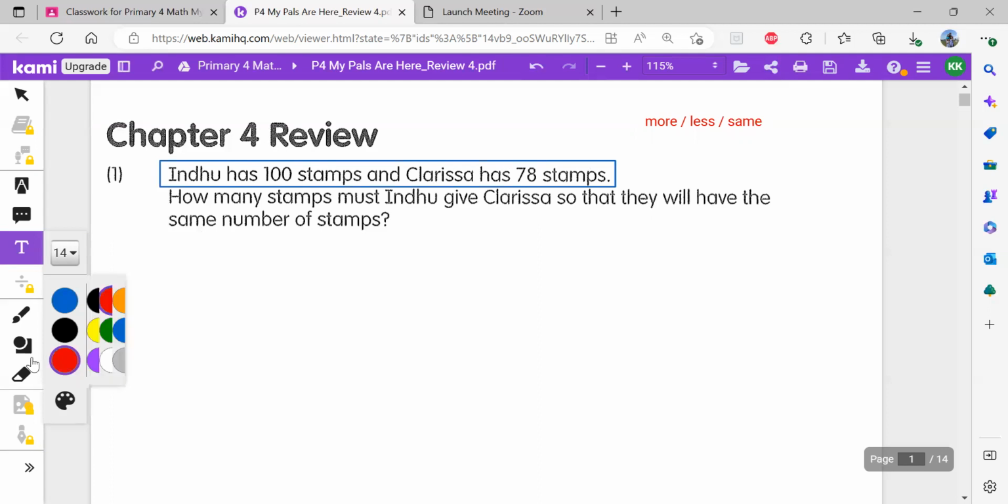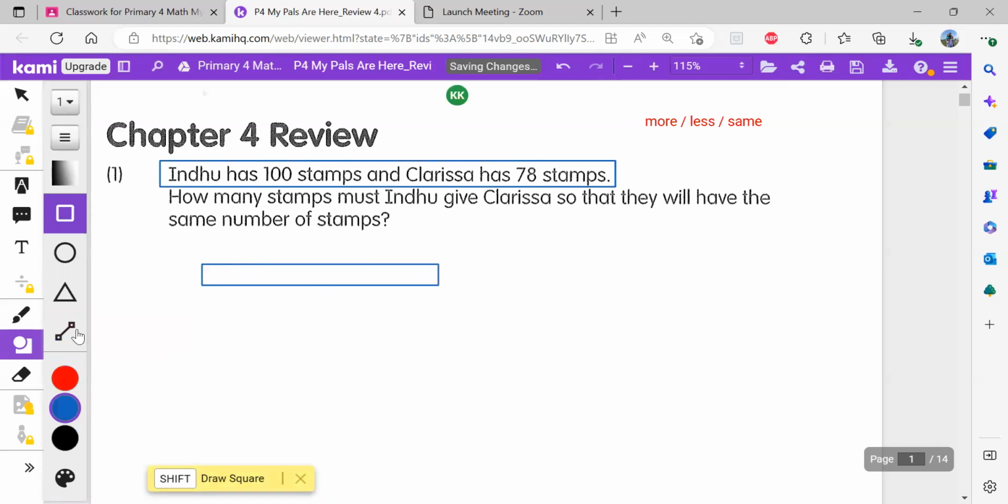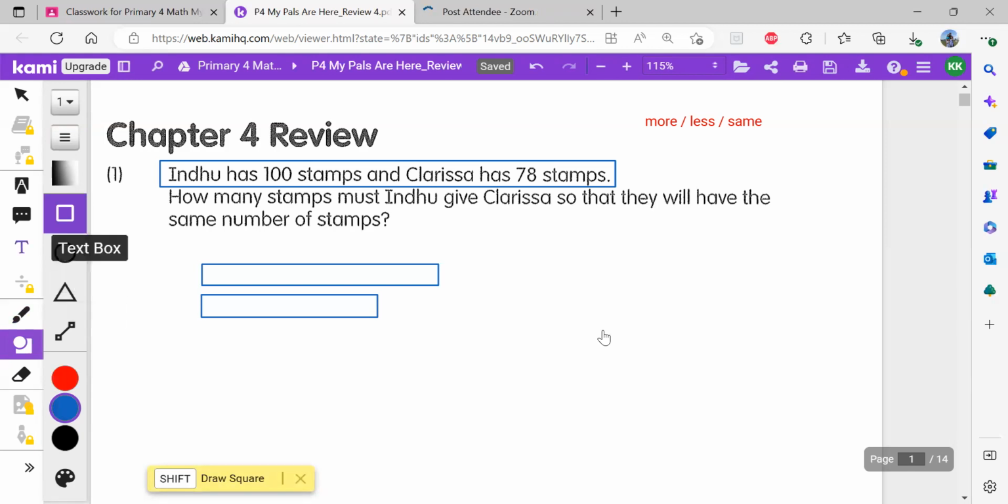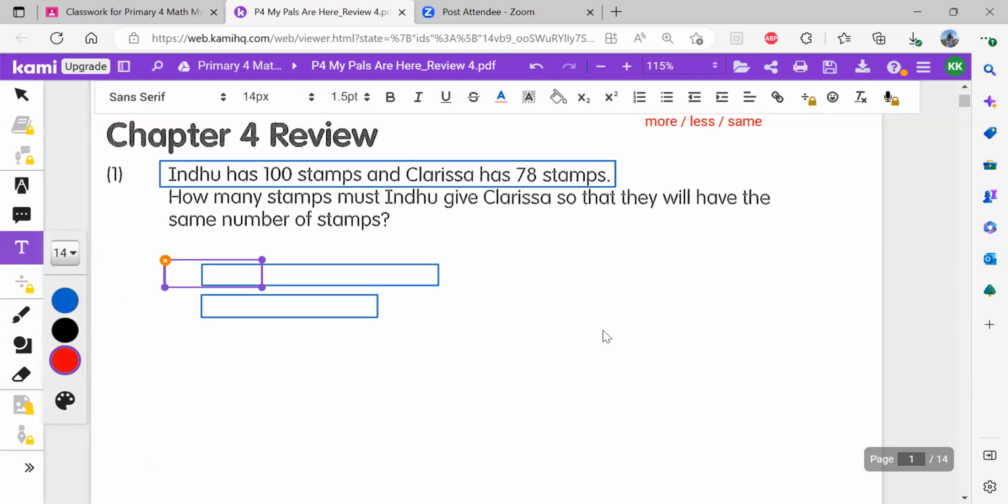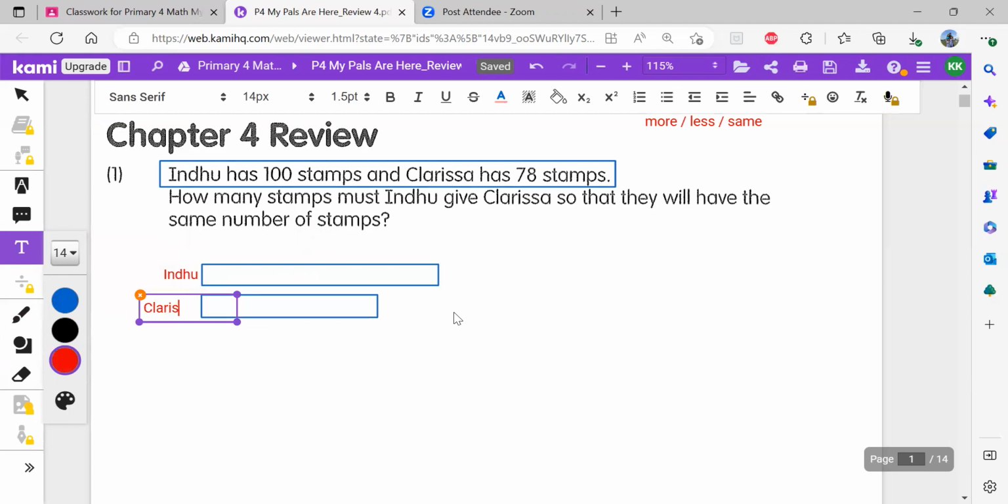Okay, so using rectangles to represent the number of stamps, right? I will have one rectangle for Indu and another rectangle for Clarissa. Clarissa will have a shorter rectangle because she has less stamps. Okay, so after drawing a long and a short, I do make sure that you also label them. This is Indu, right? And the next one is Clarissa. Okay, so make sure that we label them.